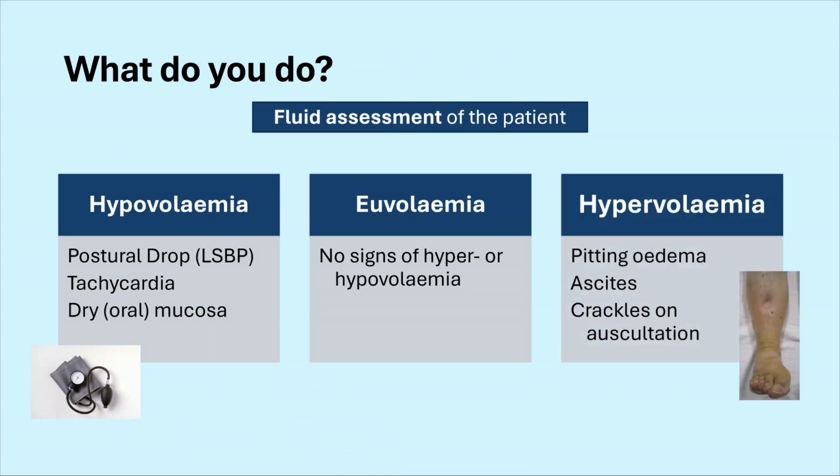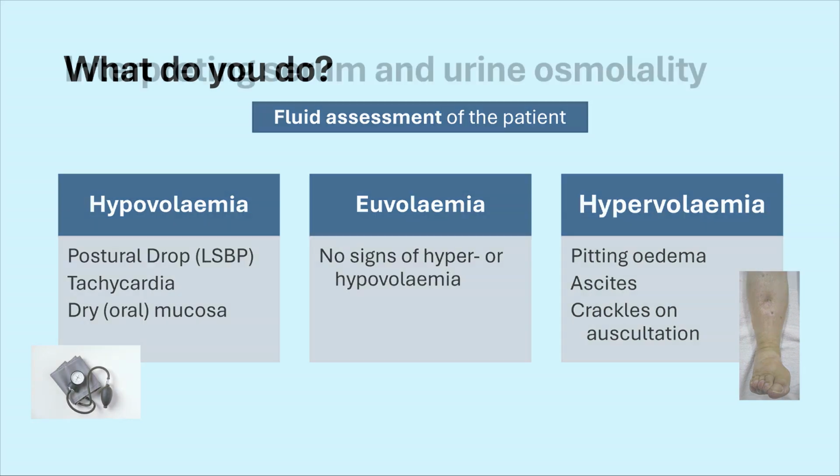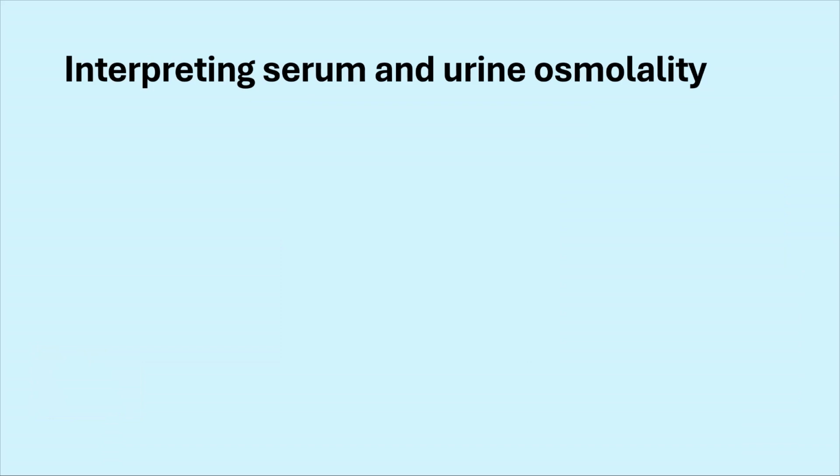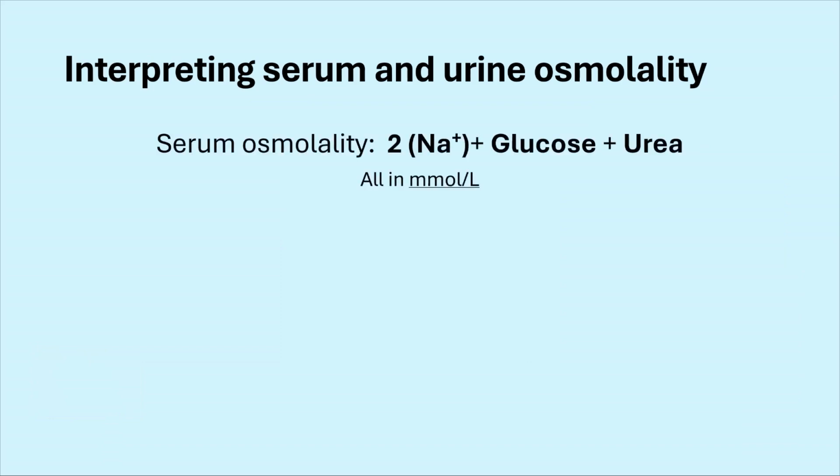And in people with hypervolemia, they tend to have pitting edema, ascites, and crackles on auscultation because they are third spacing, i.e. the water is getting removed from the intravascular space and into the extravascular space. Now, how do you interpret serum and urine osmolality? Serum osmolality is calculated by this formula: 2 times the sodium plus glucose and urea. In hospitals, the labs can measure the actual serum osmolality.